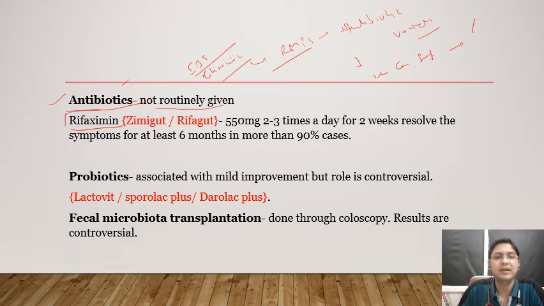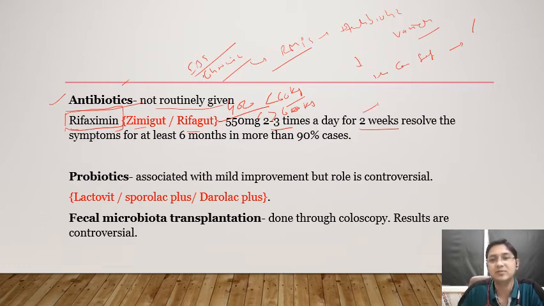This is the only antibiotic which studies have shown to be effective, and in the Indian market it is available as Gmigut or Rifagat. The strength is 400 and 550. According to the weight, if the weight is less than 60 kg, you have to give 400, and if more than 60, you have to give 550 milligram. The frequency is thrice per day, and you have to give it for at least 14 days, 2 weeks, and then you see the response.